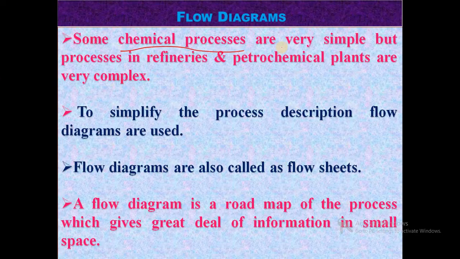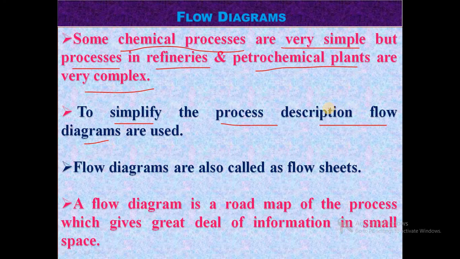Some chemical processes are very simple, but processes in refineries and petrochemical plants are very complex. That is, in some industries there are several processes which are very complex. So in that condition, flow diagrams are used. To simplify the process description, flow diagrams are used, and flow diagrams are also called flow sheets. Another name for flow diagram is flow sheets.